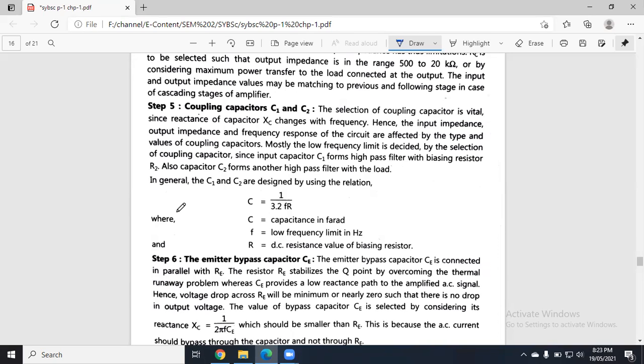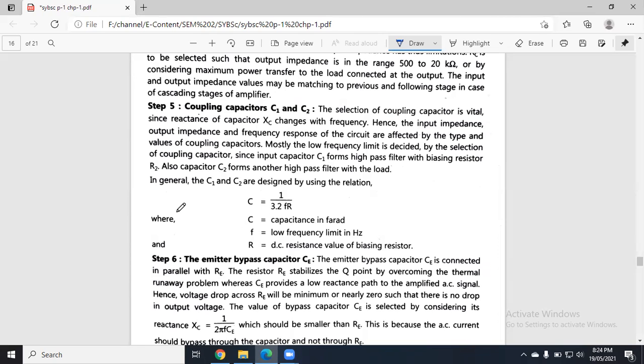Hence the input impedance, output impedance and frequency response of a circuit are affected by the type or value of the coupling capacitor. Correct? All these three things are going to be affected by the value of the capacitor. Mostly the low frequency limit is decided by the selection of the coupling capacitor. Input capacitor C1 becomes a high pass filter with the biasing resistor R2. Also, capacitor C2 forms another high pass filter with the load. At the output also there is a high pass capacitor.